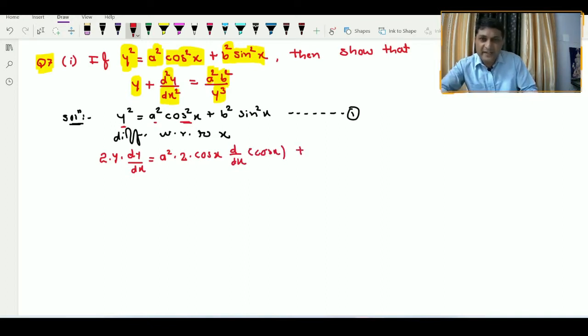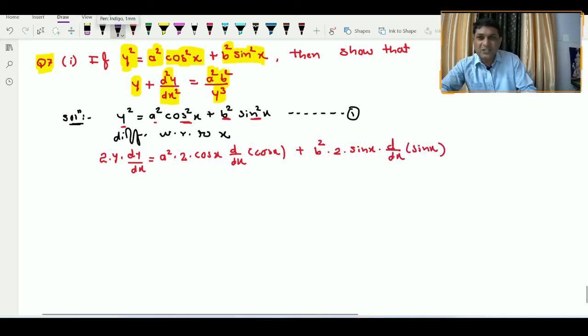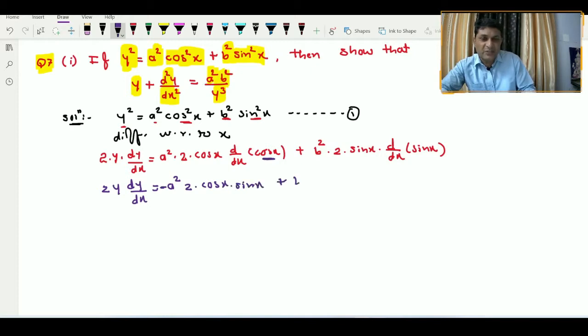Plus, now we are finding the derivative of the second term. Here b square is a constant term, keep it as it is, and derivative of sin square x: first take the power of sin as a coefficient, decrease the power of sin x by 1, into derivative of sin x. Which is equal to, now here 2y dy by dx, a square also as it is, 2 into cos x also as it is. Now the derivative of cos x is minus sin x, plus b square as it is, 2 into sin x also as it is.